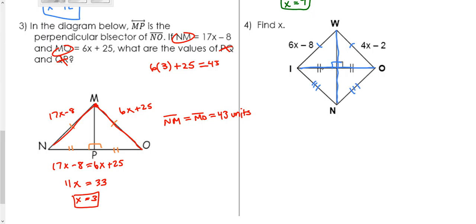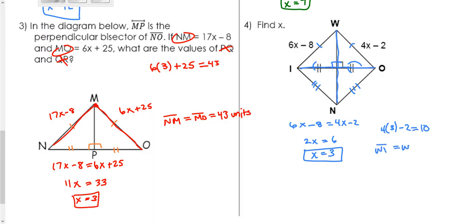So they didn't tell me it was a perpendicular bisector, but I knew because this was congruent to this, and those are 90-degree angles. So that means I can set 6x minus 8 equal to 4x minus 2. Subtract 4x, you get 2x equals, add 8, 6. So x is 3. Okay, and if I wanted to, I could do 4 times 3 minus 2, which equals 10. So that would mean WI is equal to WO, which equals 10 units.